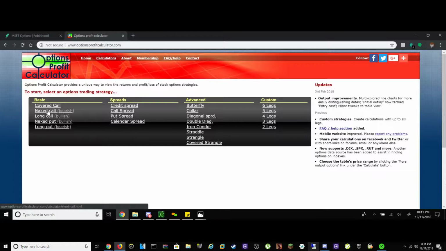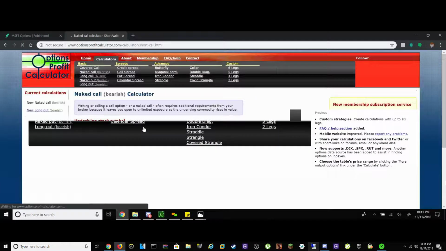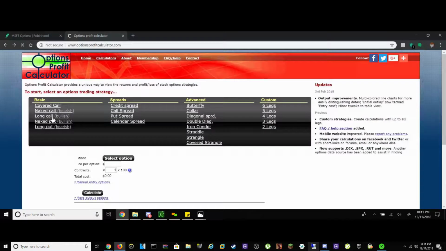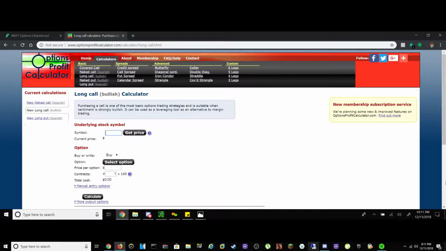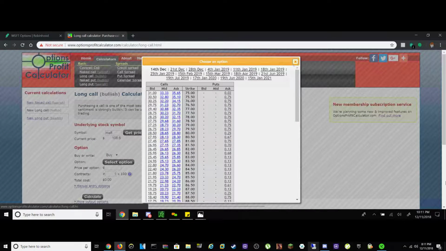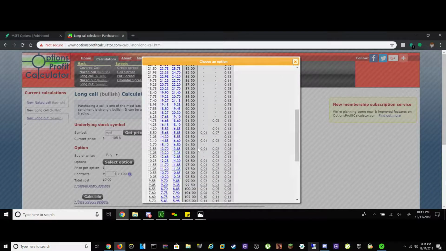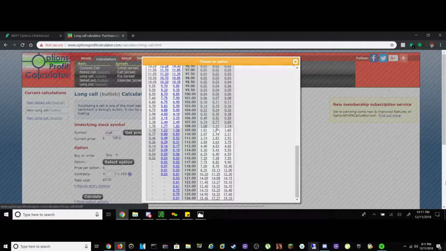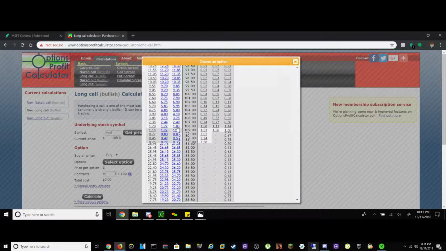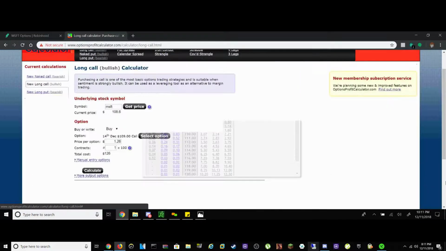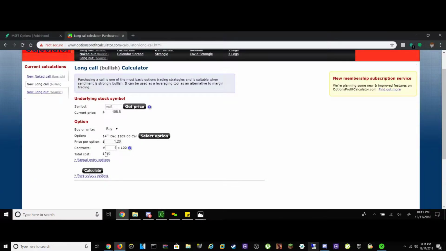Let's just say I do a naked call, right? It's bearish. Oh, wait. Not bearish. Bullish. Oops. Okay, a long call. And I want to do Microsoft, 108.6. And I want to buy a strike price of, this is puts, right? Okay, so calls. I want to buy at 126, right? Okay. So it's going to cost me $126. Like I said, times 100.